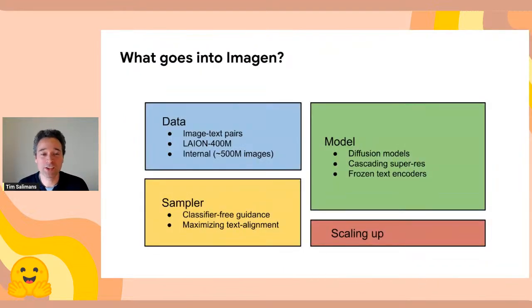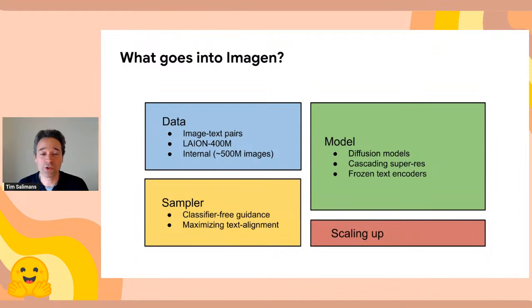So there's a number of things that go into Imagen and that make it possible. There's 4 main parts. There's the data. So the model itself is trained on close to 1 billion text-to-image pairs, so really quite a large scale. The model itself is based on diffusion models, of course, but we combine them into something we call a cascade. So it's a combination of different models. It also relies heavily on frozen text models, so large language models.